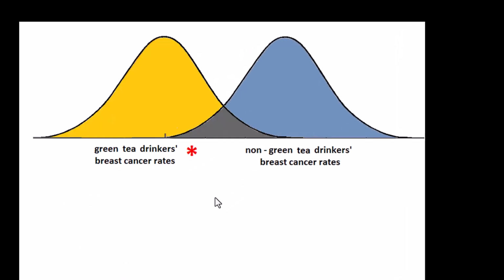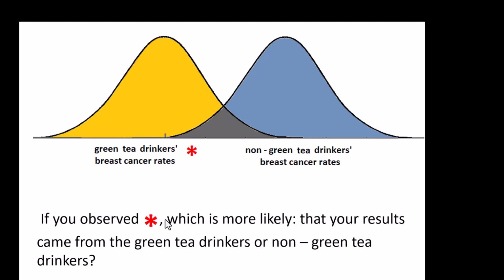Then there's another distribution that stands for green tea drinkers' breast cancer rates. And it's going to be to the left of the non-green tea drinkers' breast cancer rates because they're going to have a lowered incidence of breast cancer. And what's more likely if you observe the red asterisk? Is it more likely that you're on the blue curve, or is it more likely that you're on the yellow curve? We'll just compare the heights. You're more likely to be on the yellow curve because the probability is higher than on the blue curve.